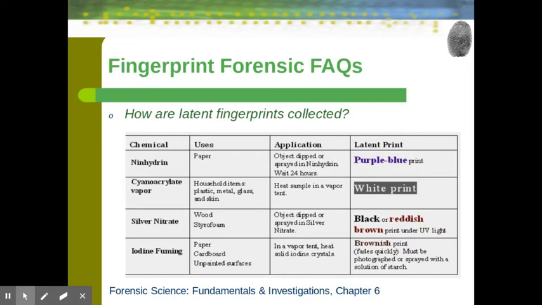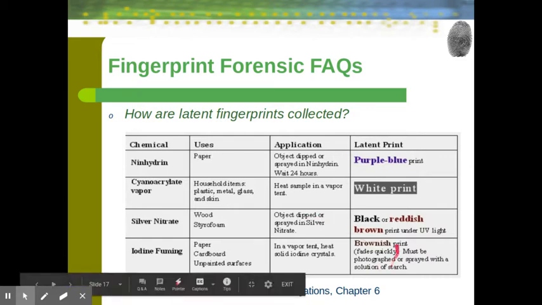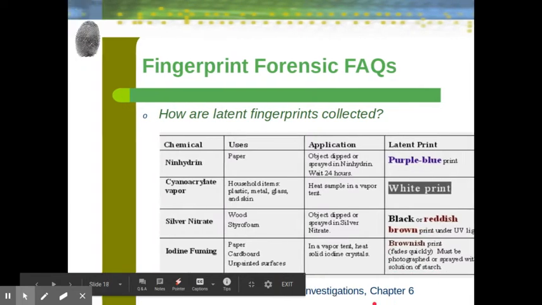Iodine fuming. So if it's on paper, cardboard, unpainted surfaces, again, you put the iodine crystals, like maybe you have a tank or a vapor tent, and as they turn to gas, they'll turn the print into this brownish thing, but it does fade quickly. So you're going to have to take a picture of it or do something to record it before it goes away.